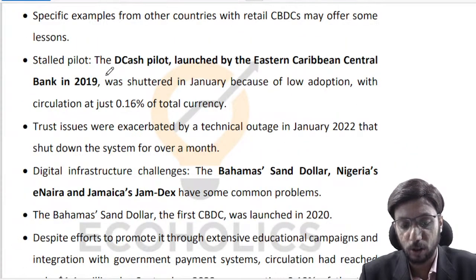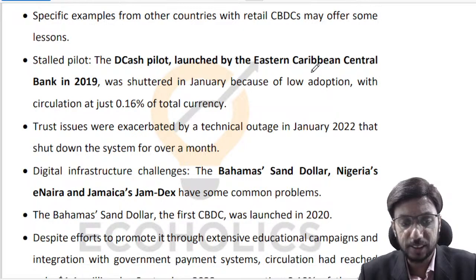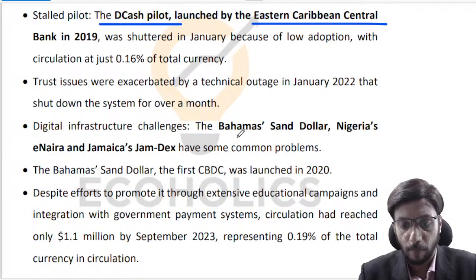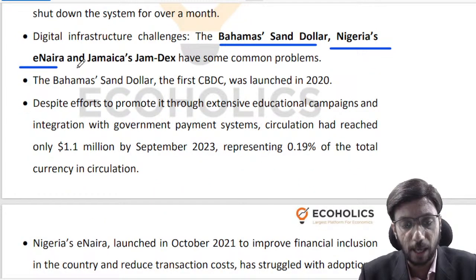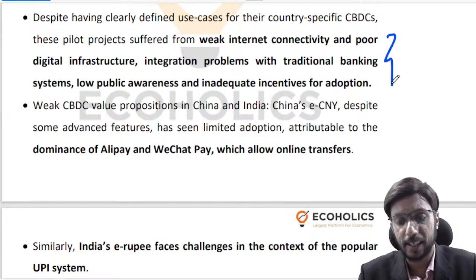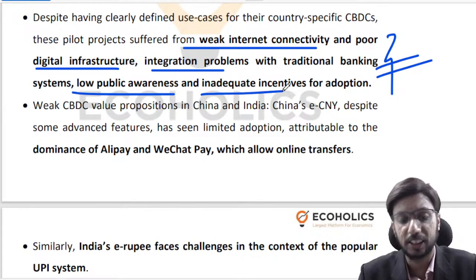I'm not going to take you into the details of all these things. It is sufficient to know that the Eastern Caribbean Central Bank introduced something called the DCash pilot that did not become successful. Bahamas introduced Sand Dollar that did not become successful. Nigeria introduced e-Naira that did not become successful. Jamaica introduced Jam-Dex that did not become successful. And broadly, the problems can be highlighted in these points: there is weak internet connectivity, poor digital infrastructure, integration problems with traditional banking, public awareness is low, and incentives essentially are not there.